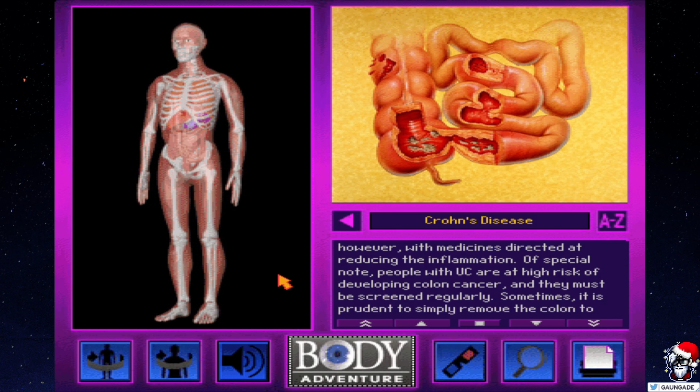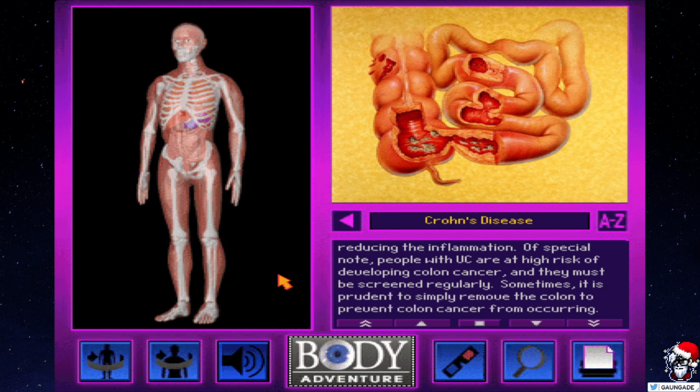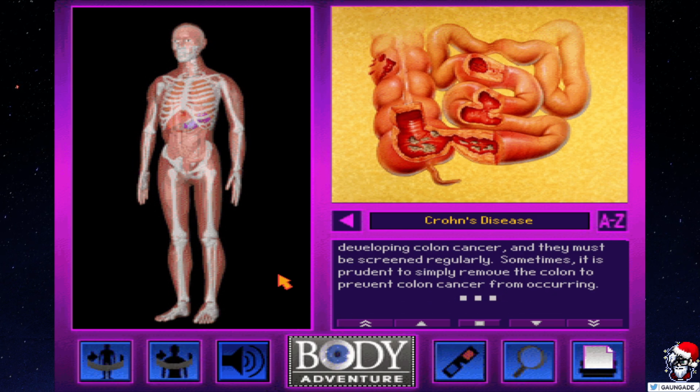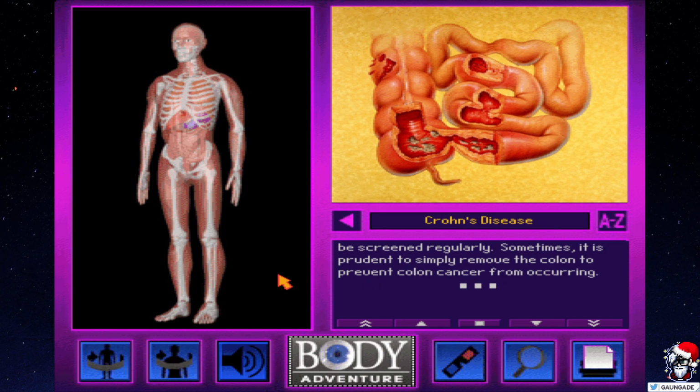Of special note, people with UC are at high risk of developing colon cancer, and they must be screened regularly. Sometimes it is prudent to simply remove the colon to prevent colon cancer from occurring.